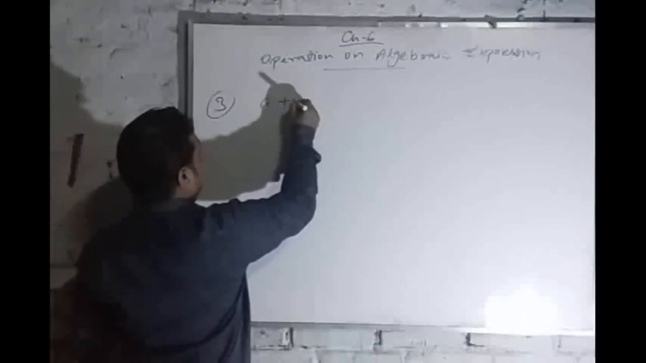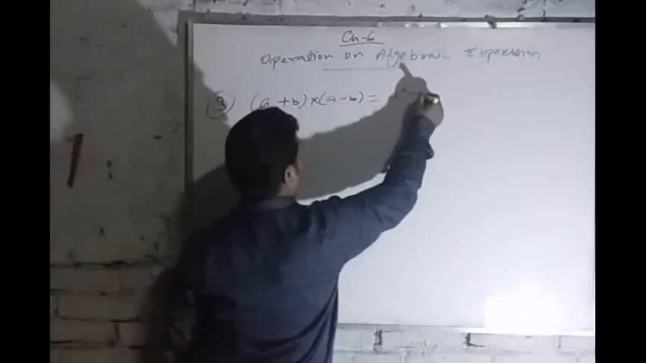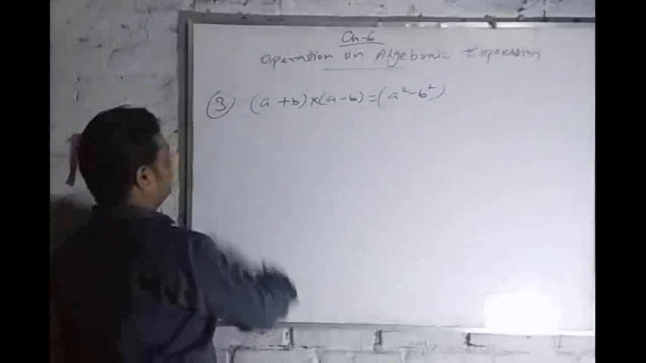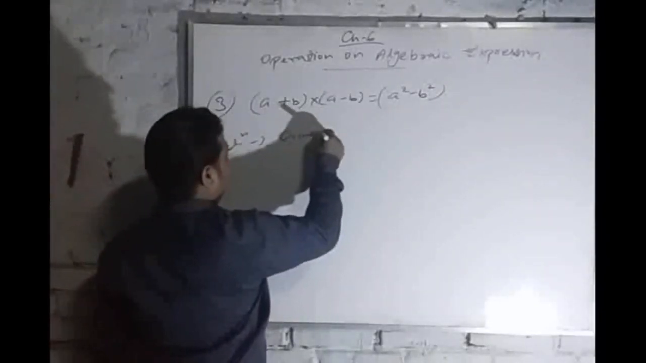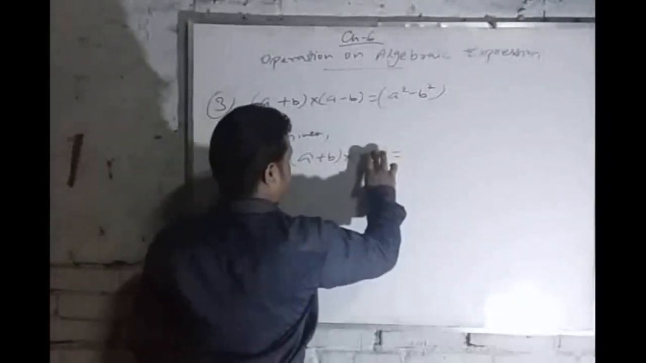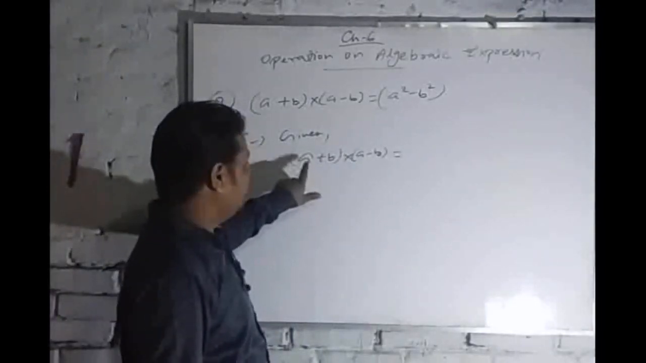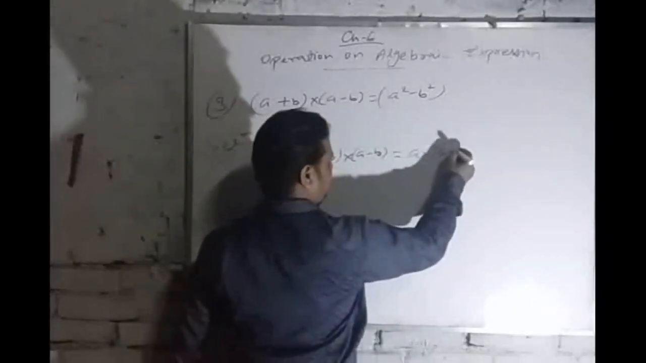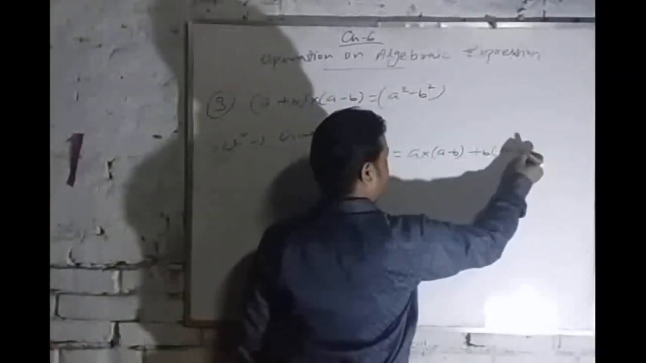That (a plus b) into (a minus b) is equal to a square minus b square. Okay, so let's see. What is given? (a plus b) into (a minus b). Same process we will follow. At first we will multiply the first term of the first expression by the second expression. Then again the second term plus b, then again a minus b we will write.